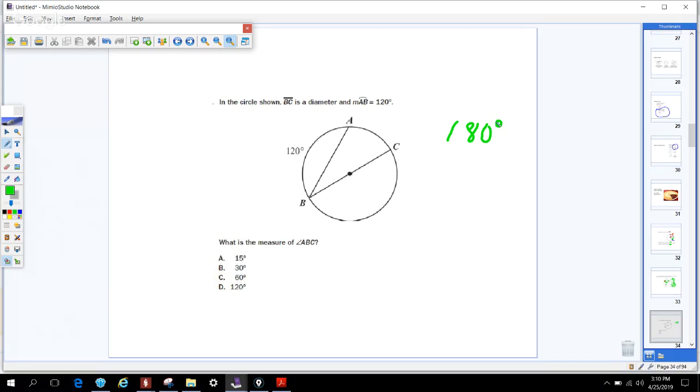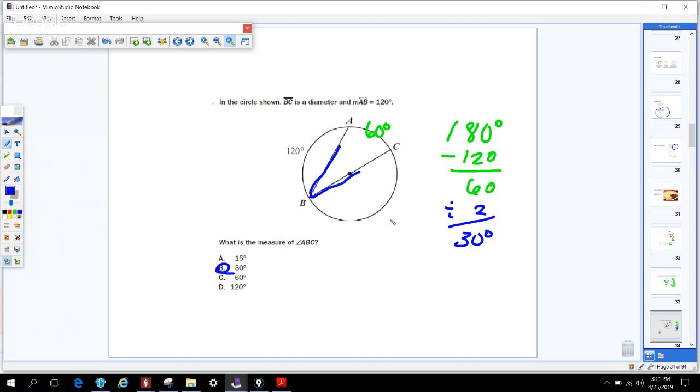What am I going to do now? Subtract it. Now what do I do? Is that my answer, 60 degrees, choice C? Why am I dividing it by 2? That is correct. Because ABC is an inscribed angle, I have to divide it by 2. Yep, that's perfect. So 60 divided by 2 gives me 30 degrees.